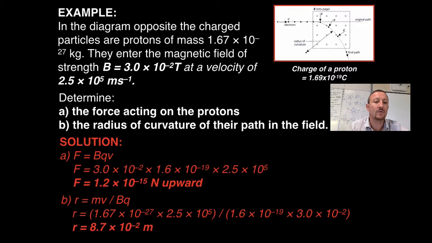Now, what else do we get? Well, we can see the radius of the curvature of their path in the field. So to work out the radius, we're going to be using the formula that we ran through earlier, which is mv over bq. We know what the mass is from the question, we know what the velocity is from the question, we know what B is from the question, and we also know what q is from the question. So it's a simple calculation, and we get 8.7 times 10 to the negative 2 meters.